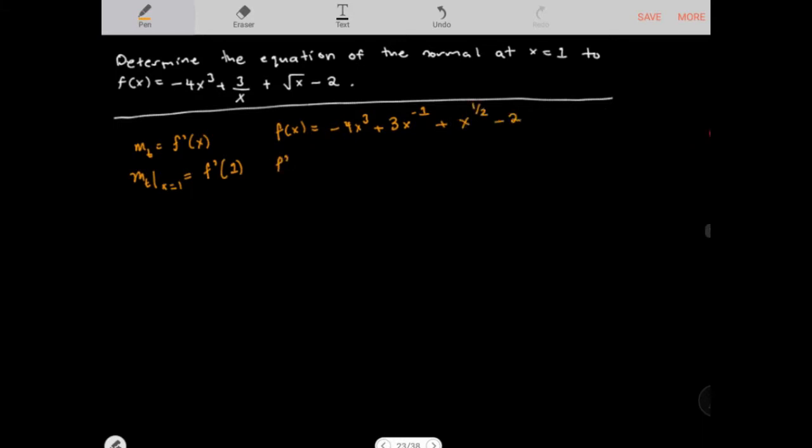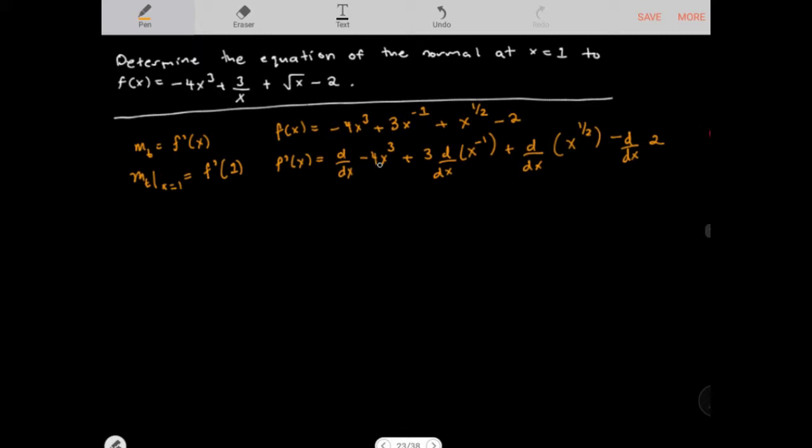So the first derivative f prime of x is equal to the derivative of each of these terms: the derivative of negative 4x cubed, plus 3 times the derivative of x to the power negative 1, plus the derivative of x to the power 1/2, minus the derivative of 2.